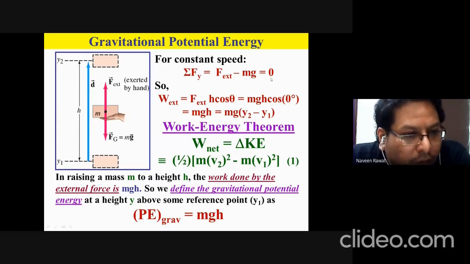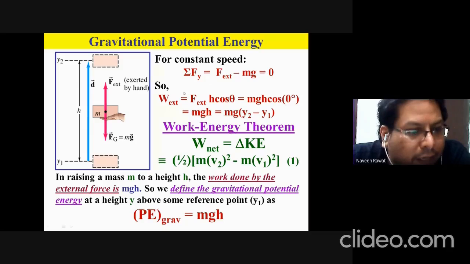Okay, so let's see what are the forces that are acting. You're moving the object by your hand, so you're applying some force, and that is your external force. It is moving in the direction of the object, so that is a positive sign. And the force of gravity that is acting on the object is on the opposite side, so we have to use a minus mg here. So that will be your equation of motion: 0 is equal to F external minus mg.